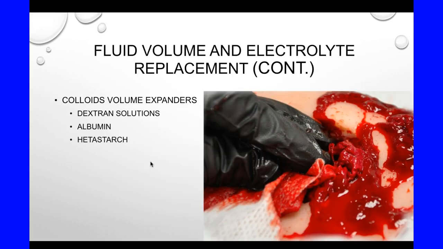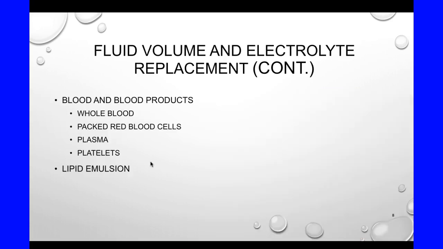Now we have some volume expanders that sometimes can be used if someone is really profusely bleeding out. Dextran solutions, which is for people that are hypoglycemic, and you'd give some dextran or dextrose. Albumin, people need that for healing, and there's hetastarch, which helps with bleeding too, although I've never really dealt with that.